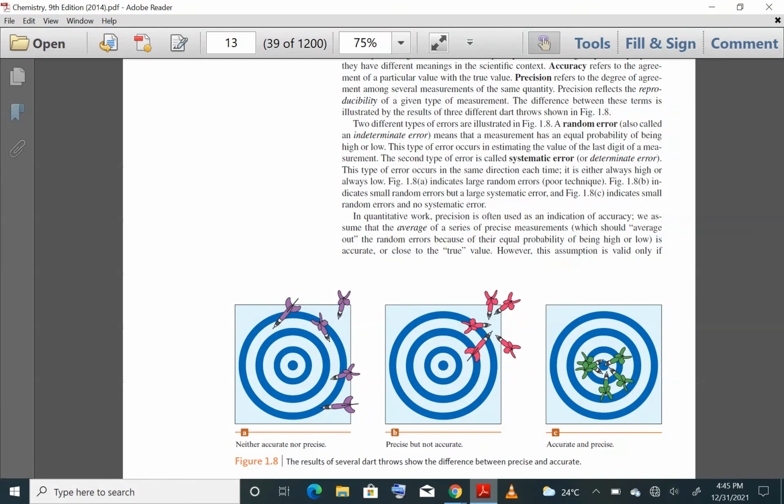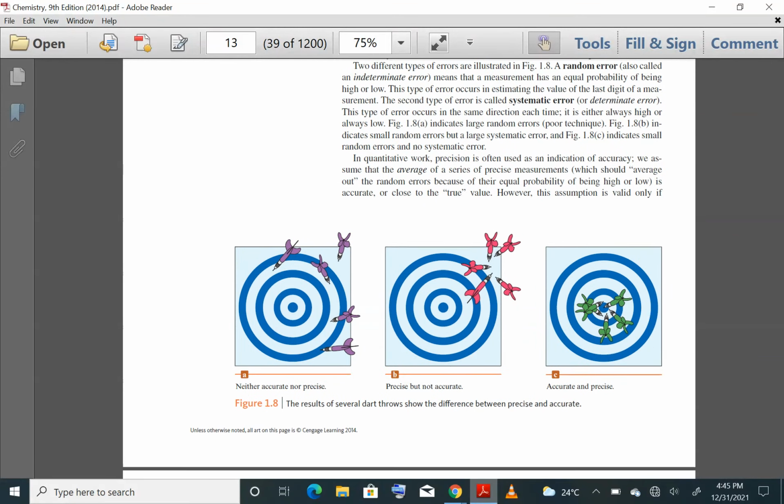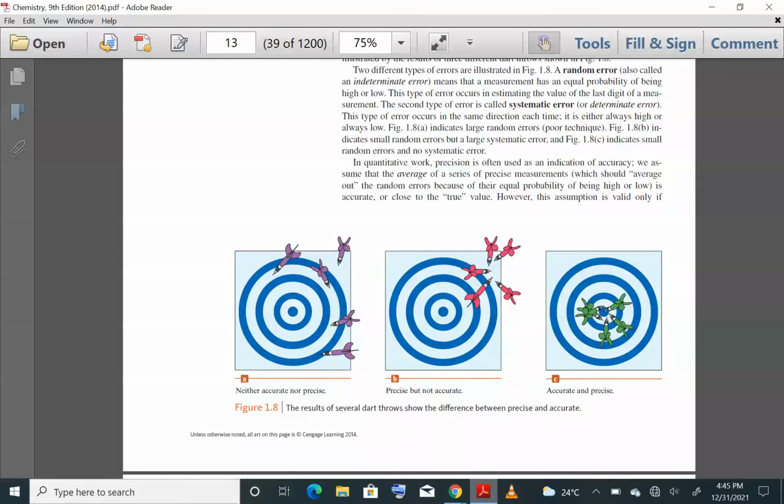Then when you look at C, which is on the far right, you see that they are close to the bullseye and they are close together. So they are both accurate and precise. Now, before we wrap up on this, we want to talk about two types of errors.